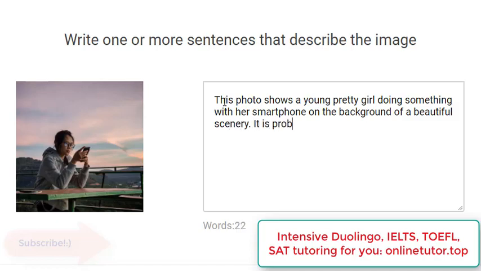It is probably a summer evening, since the girl is wearing a hoodie. Yeah, and I have, okay, let's see, 3 or 4 seconds left.